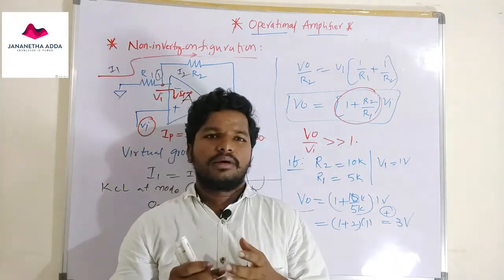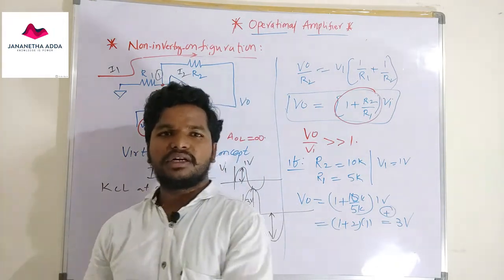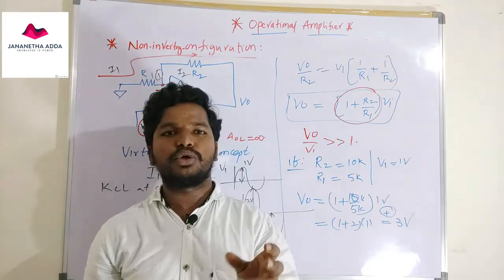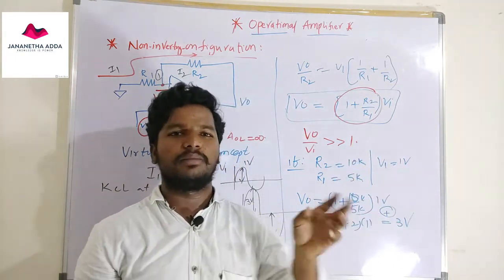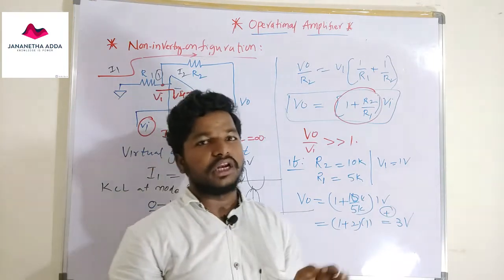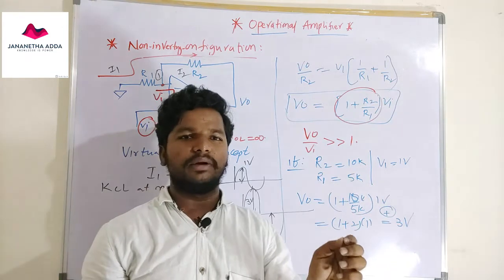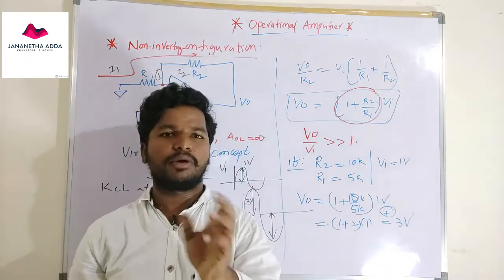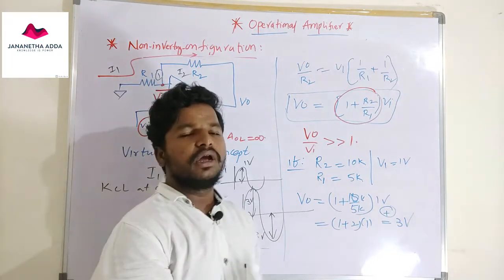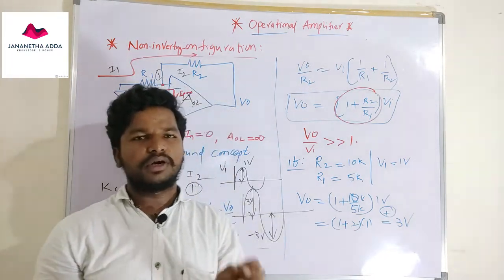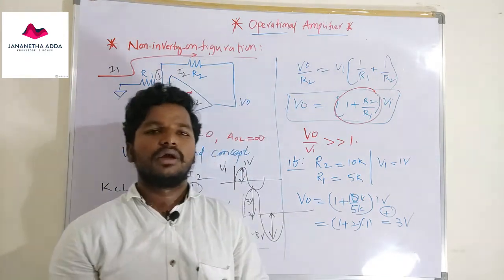The takeaway from this video is that when I give the input to the inverting terminal, by grounding the positive non-inverting terminal, we call it an inverting amplifier. The inverting operational amplifier provides a 180-degree phase shift with respect to the input, and the gain of the non-inverting configuration can be less than 1 also, based on the requirement.